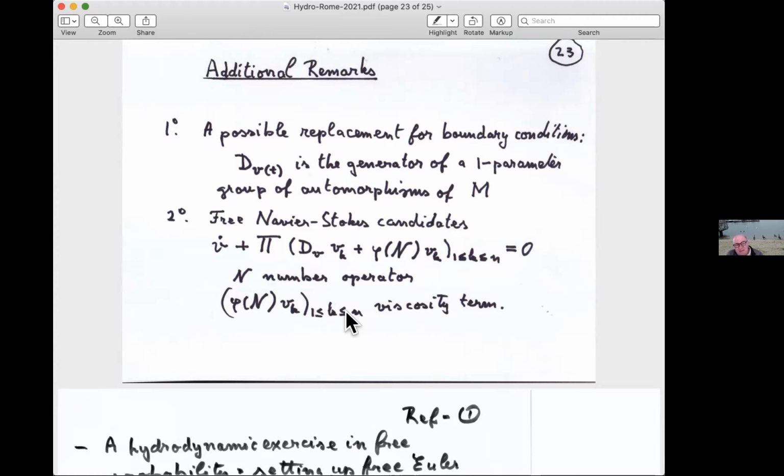One can imagine also some free Navier-Stokes equations. The candidate would be to add an additional term, which would be some function of the number operator in this Boltzmann-Fock space. That would be kind of viscosity, but that's unexplored.